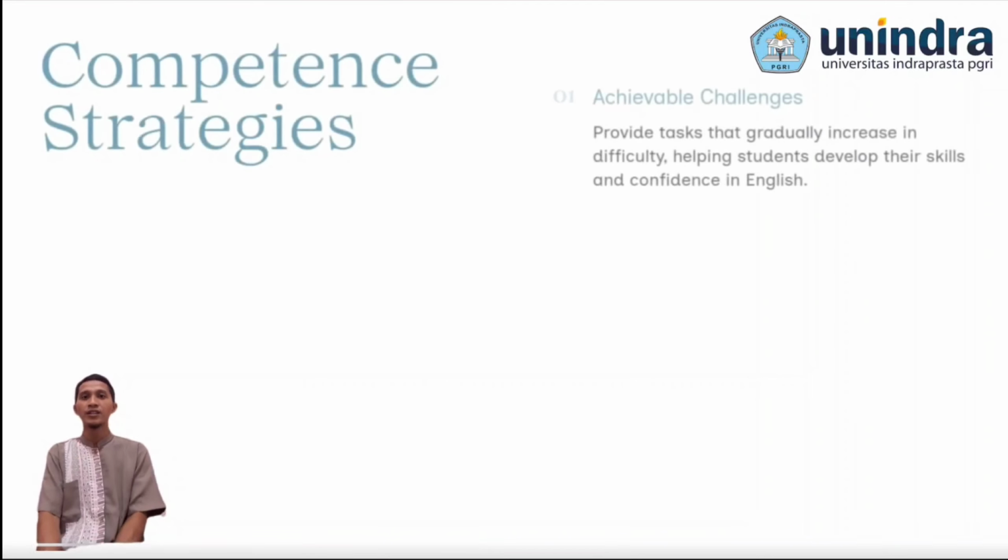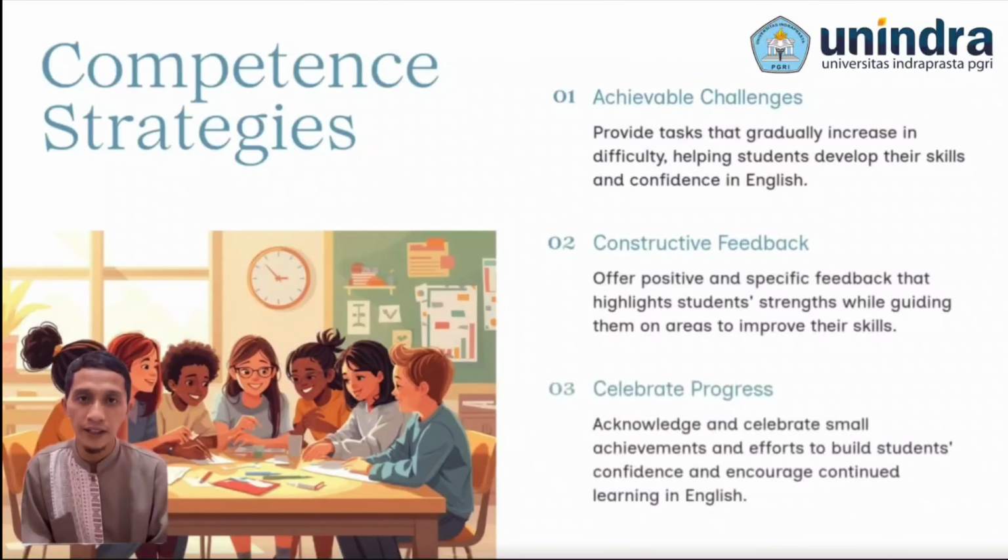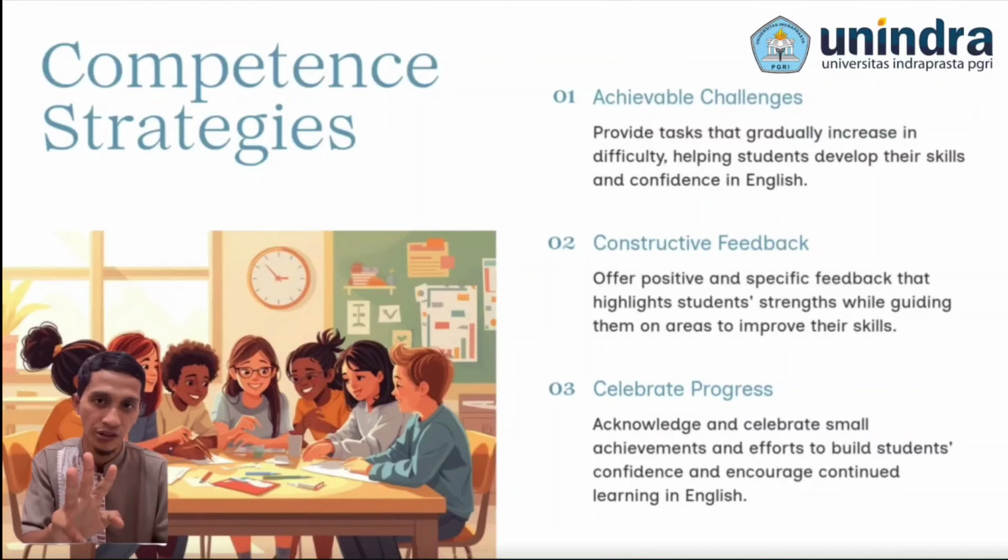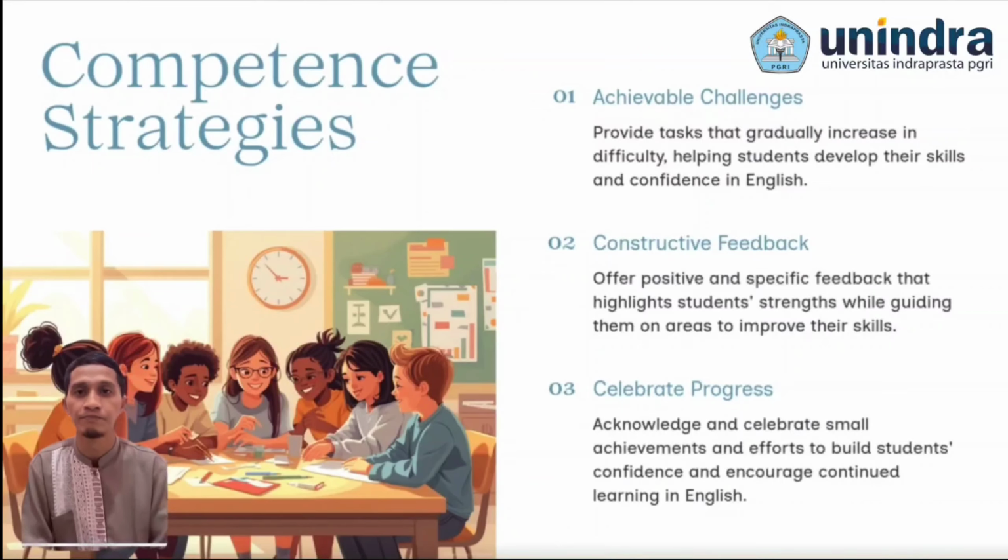And then the competence strategies. Our final component is competence. Students need to feel that they can succeed. If they believe they are bad at English, their motivation will disappear. So here are three strategies to build competence. The first one is achievable challenges. We must provide tasks that gradually increase in difficulty. The scaffolding helps students develop their skills and build confidence step by step.